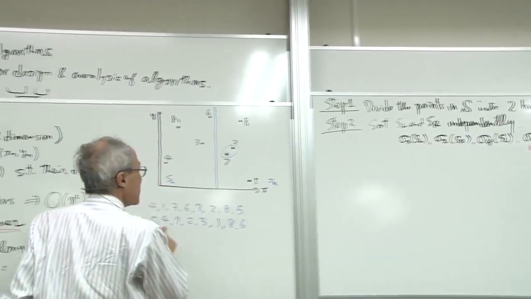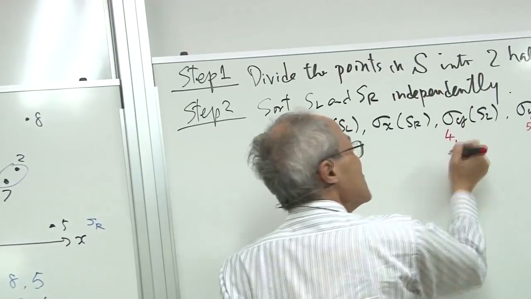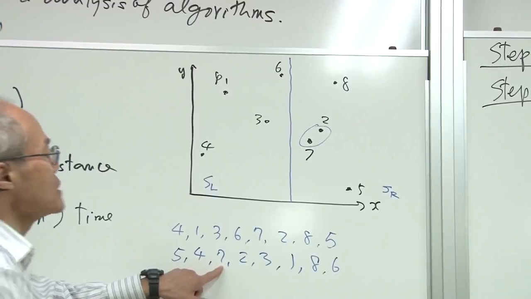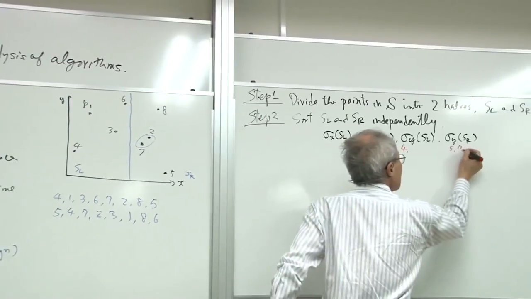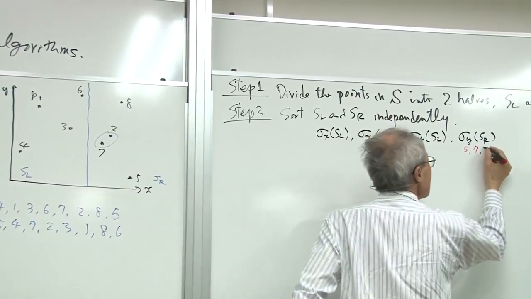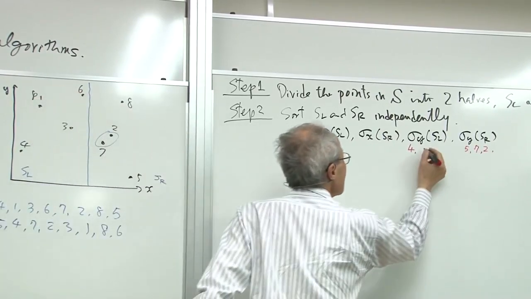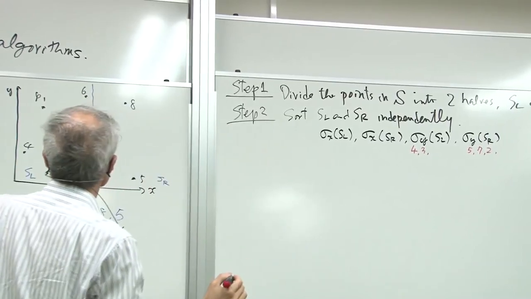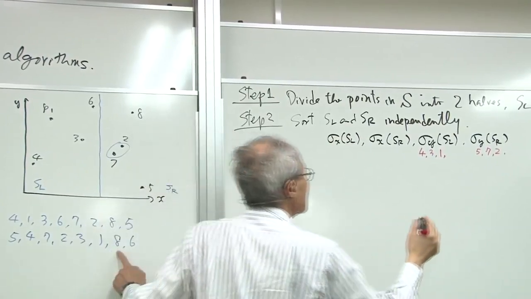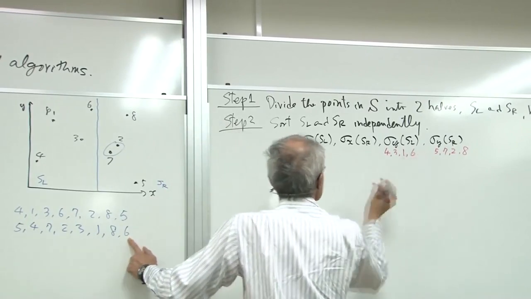Then look at the second one, 4. 4 is on this side, so 4 comes here. We can continue this. Okay? So the next one, 7, is on this side, so it comes here. And 2, again, here. And 3, here. And 1, here. And 8, here. And 6 here. Okay?